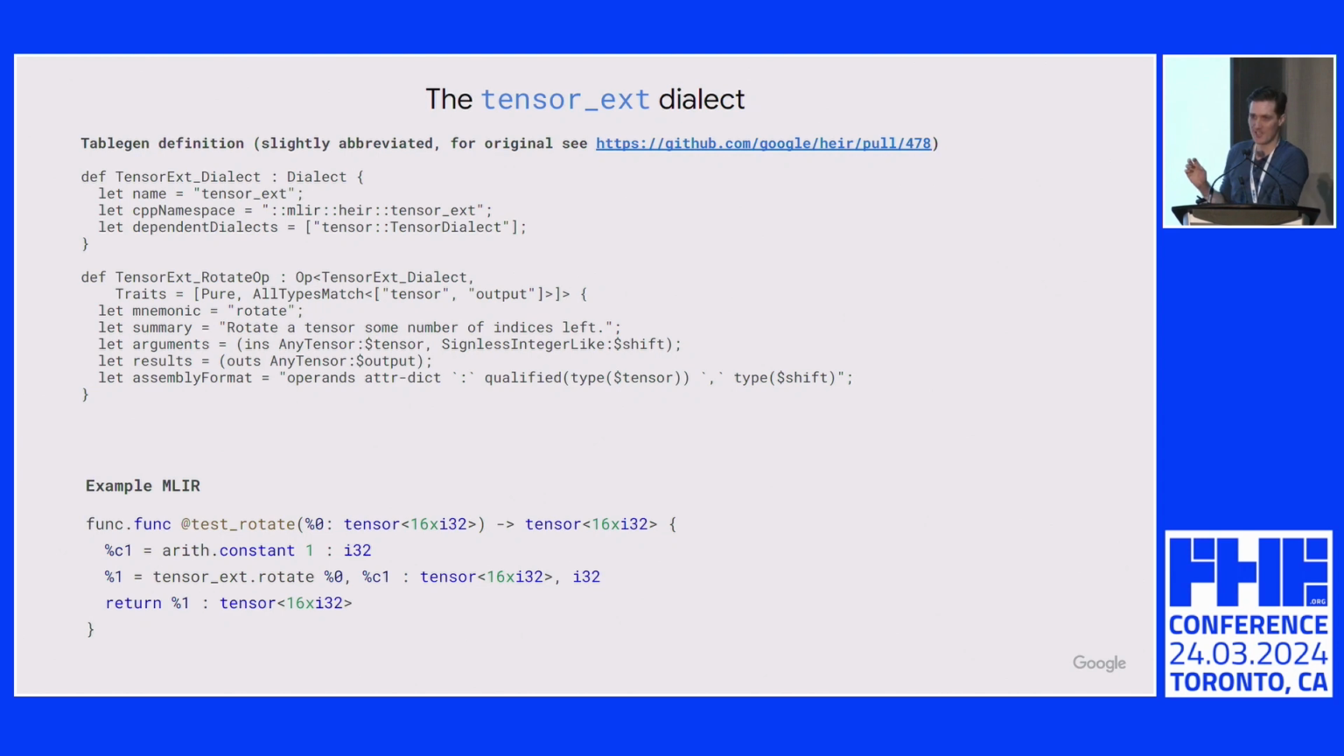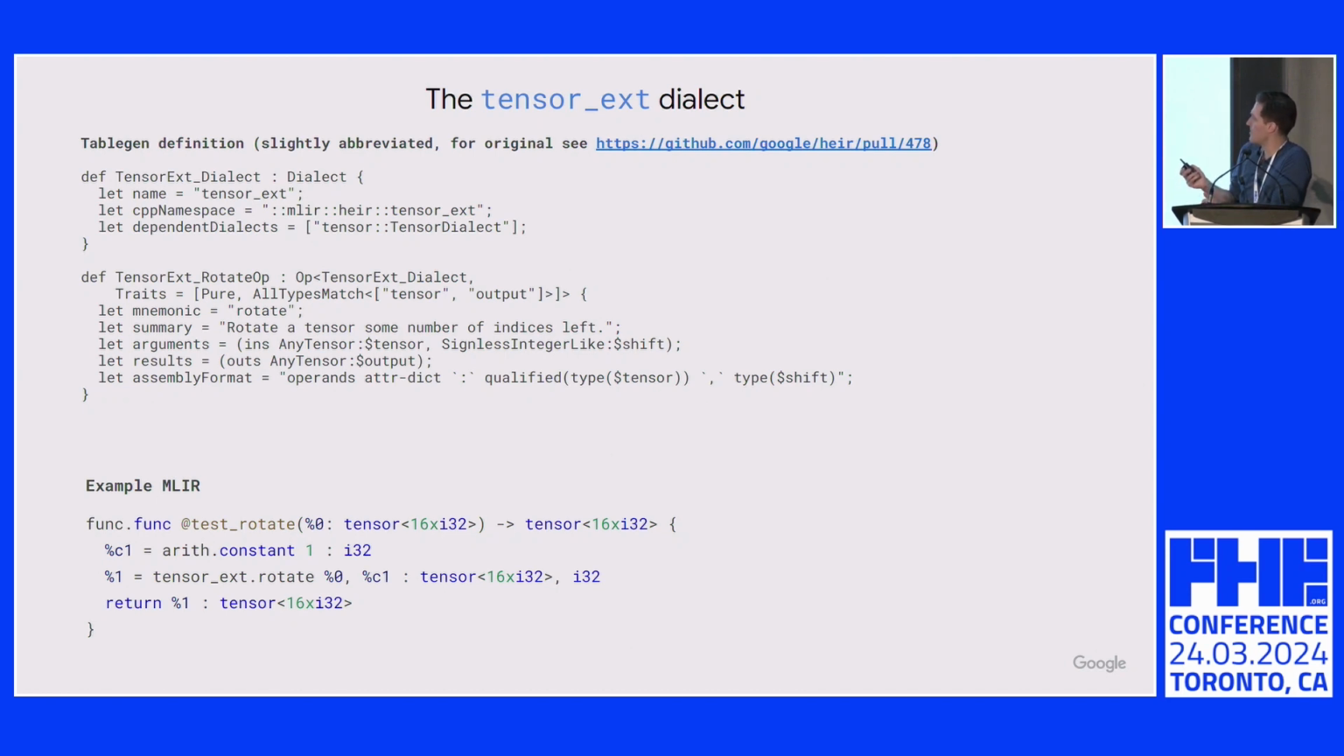So the first thing is a dialect that we made called the tensor extensions dialect. This is the thing that includes all of the operations that we have on batched ciphertext that do not make sense to have in upstream MLIR, because normal CPU models don't have these restrictions. So we have an operation in this dialect called rotate. It cyclically rotates a vector by a statically known shift.